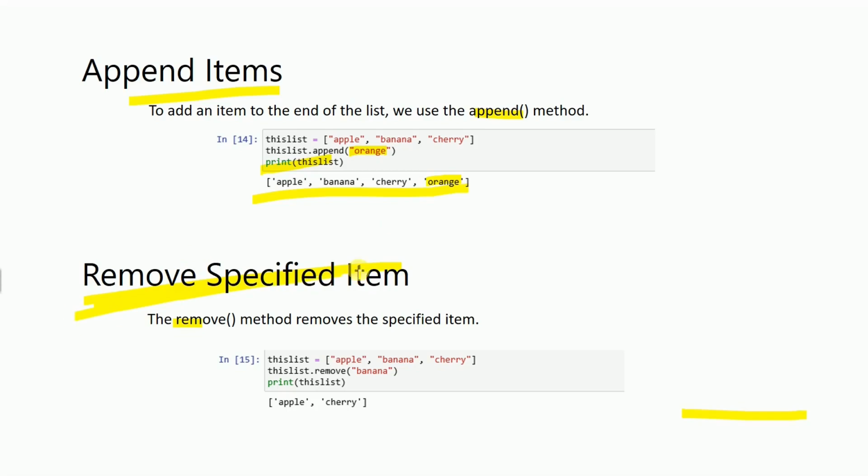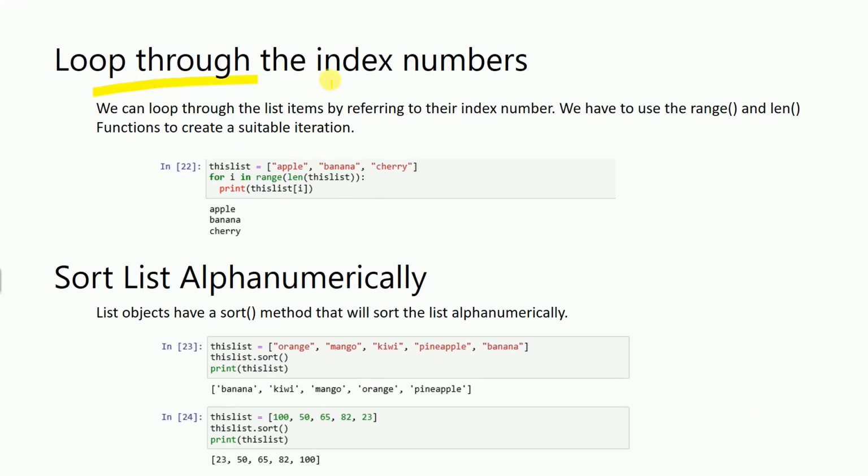How can we remove a specified item? In order to do that, we have to use the remove method. In this remove method, we just have to put the item value which we want to delete. Then after printing that, we get the desired output. How can we loop through the index numbers? We can loop through the list items by referring to their index number. In order to do that, we have to use the range and the len function. So here we just use the range and len function, where the range is the length of the list, and after printing this, we get the output of all the values of the list.